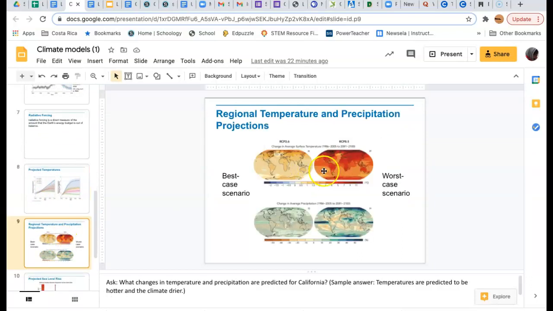The other thing that they predict, I won't go through too much of this, is precipitation. This is the amount of precipitation that they predict, again for different case scenarios. Obviously, the worst scenarios predict more droughts and more floods. So that is what it comes down to.